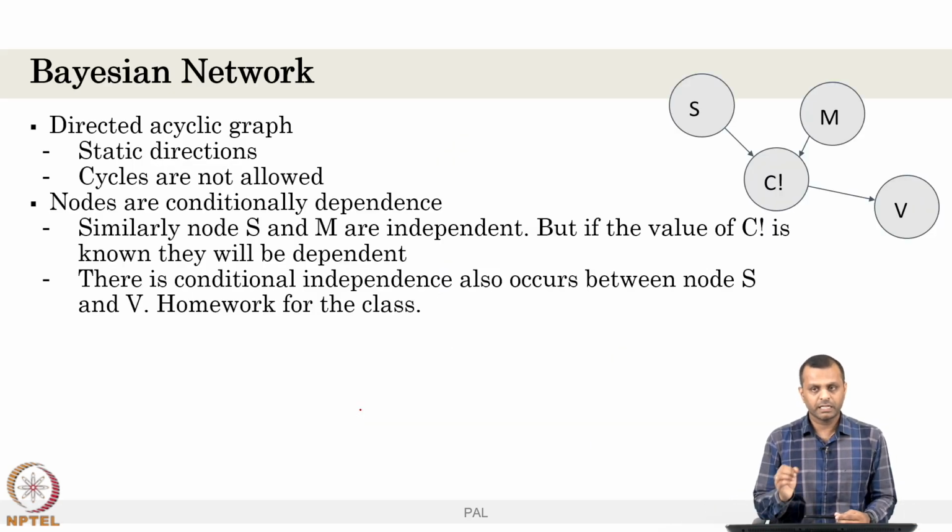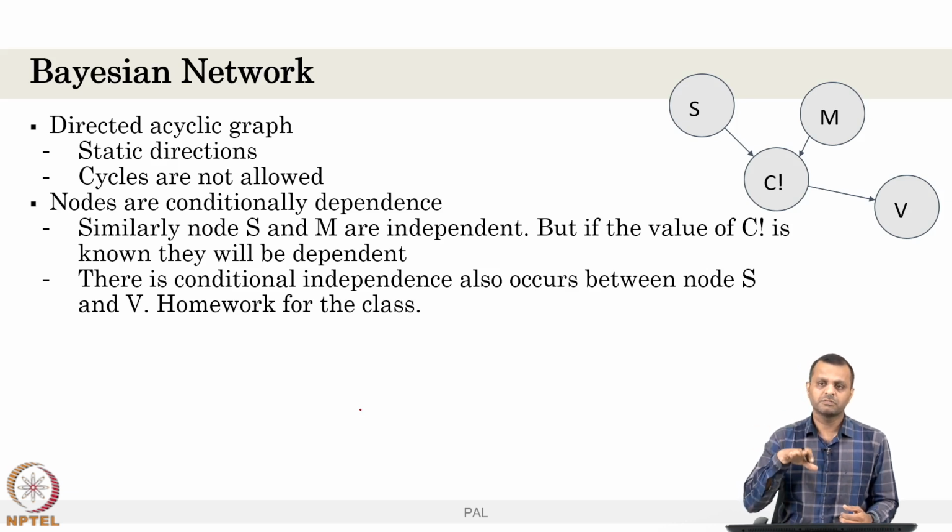Now this is a directed acyclic graph. It has a static direction, one particular direction, and cycles are not allowed. Similarly, nodes S and M are independent, they are not dependent initially, but if the value of C is known, the dependency between S and M will increase. So the conditional dependency of S and M comes because of the node C. There's a conditional independence also between node S and V.